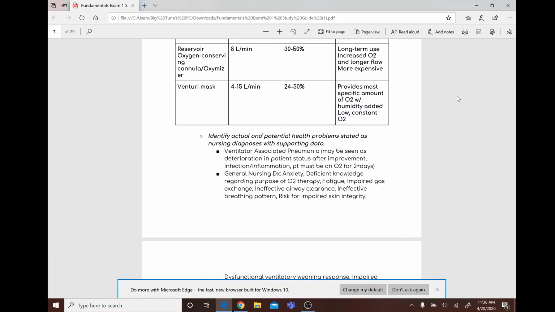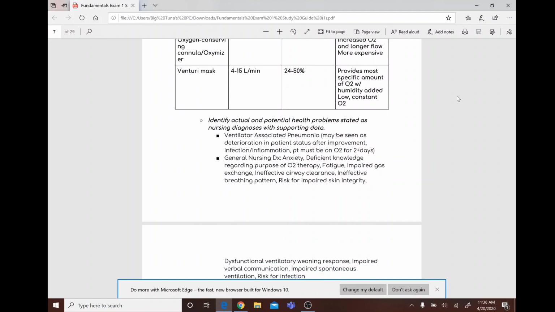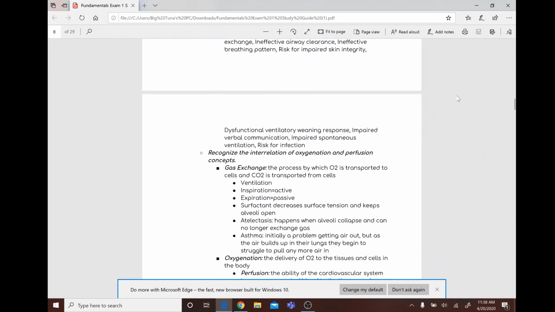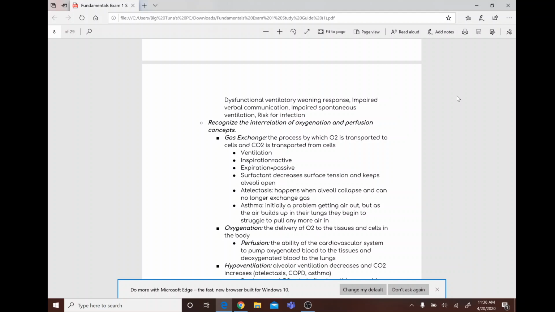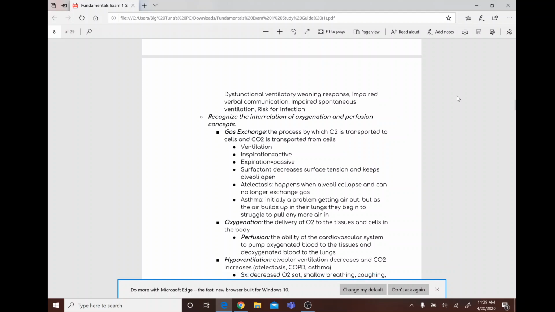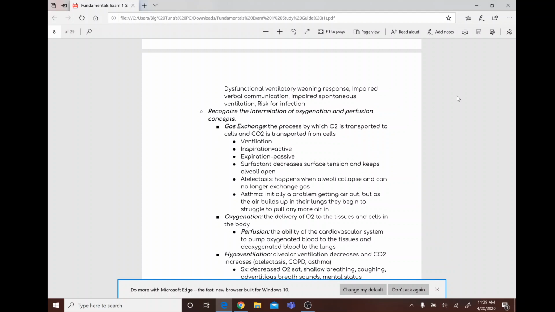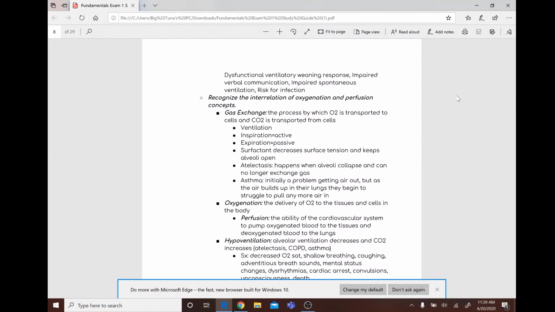Alright, what is ventilator-associated pneumonia? It may be seen as deterioration in patient status after improvement. You have infection, inflammation, must be on O2 for 2 days. Alright, what's gas exchange? Process in which O2 is transported to cells and CO2 is transported from cells. Inspiration, active or passive? It's active. What does surfactant do? Decreases surface tension and keeps alveoli open. What is atelectasis? Happens when alveoli collapse and can no longer exchange gas.